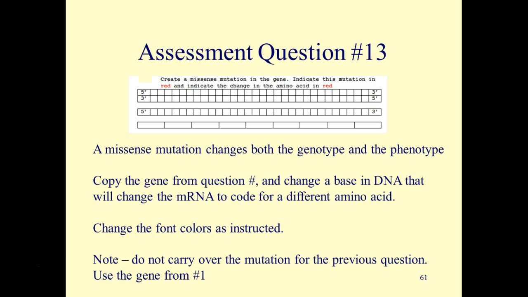Here you're going to indicate the mutation in red, like you did in the previous question, indicate the change in the messenger RNA in red as well, and then indicate the change in the amino acid in red also. Remember, you don't want to carry the mutation from the previous question over to this question, so you're always going to be starting back with the gene from number 1.